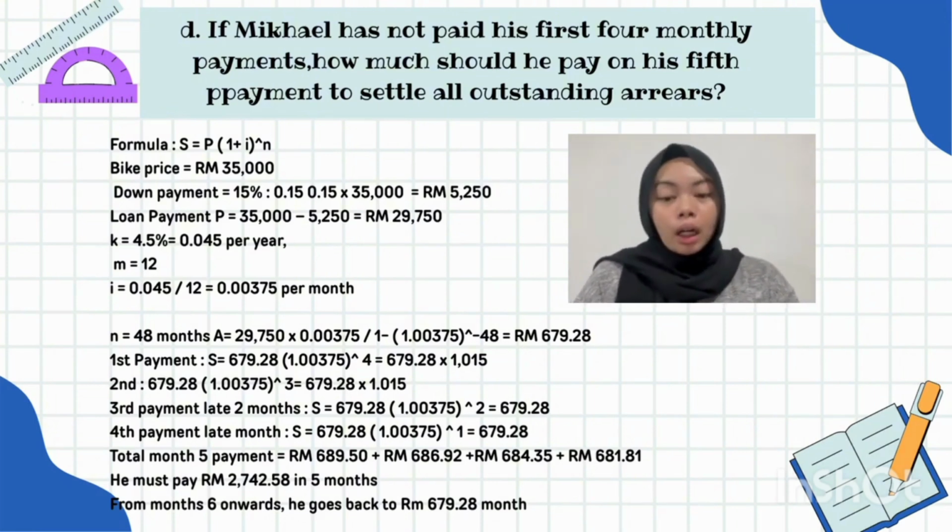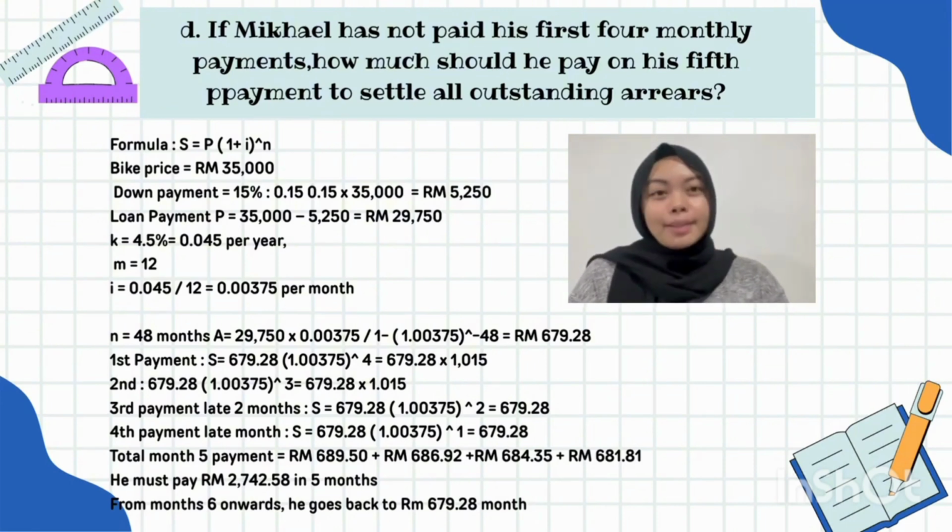For the fourth payment, 679.28 times (1.00375) to the power 1 equals 679.28 multiplied by 1.00375, which equals RM 681.83. So the total for the 5-month payment is 2,742 ringgit 58 cents in 5 months. From month 6 onwards, it goes back to RM 679.28 per month. So that's all from me.